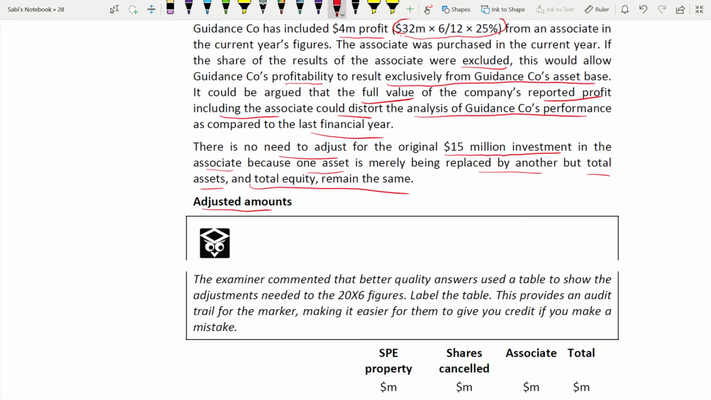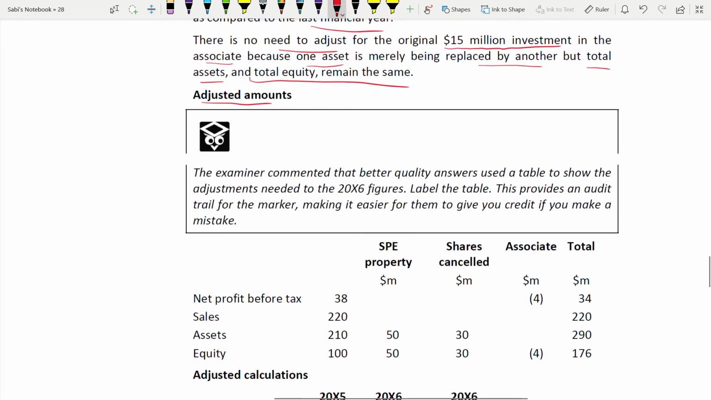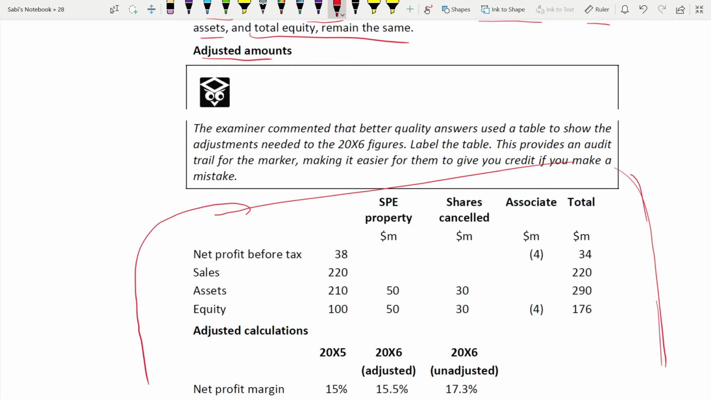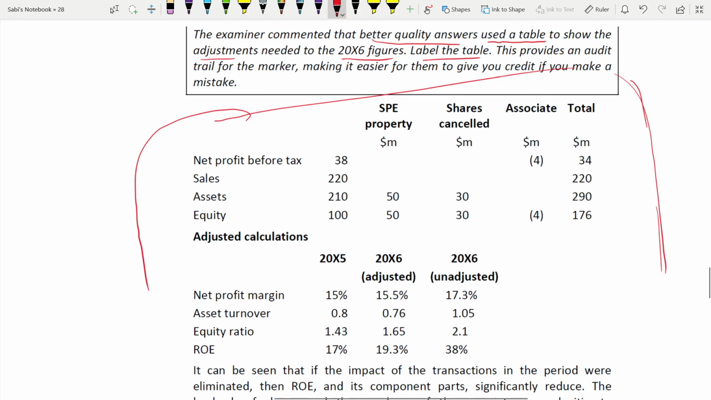Okay. Now we are coming to the adjusted amount calculations and all. And the way you present here matters a lot. Professional marks. Please take care of your professional marks. The examiner commented that better quality answers used a table to show the adjustments needed to the figures. Label the table. This provides an audit trail for the marker, making it easier for them to give you credit if you make a mistake. Label it, write the number, put it in a table, and don't lose your professional marks.